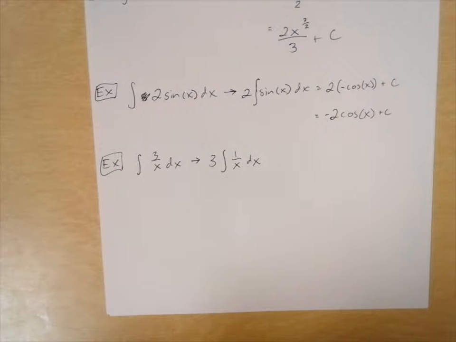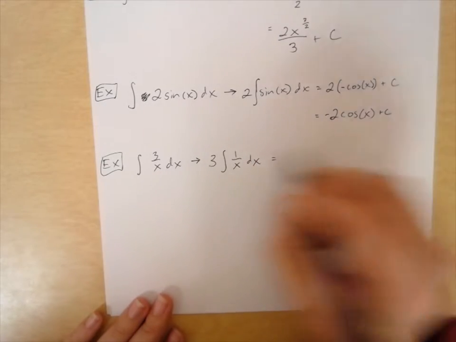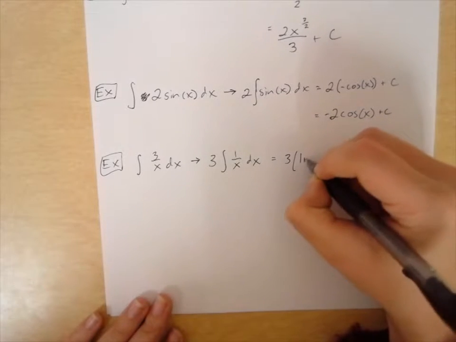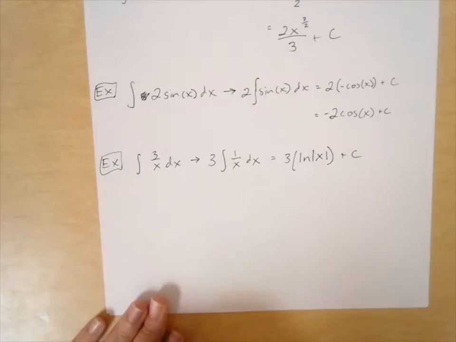Now, I want you to just think about this for a second. What differentiation rules do we know about the fraction 1 over x? And it's not power rule, it's actually natural logs. Remember that the derivative of natural log is 1 over x, so what we're going to do here is make this equal to natural log absolute value x plus c.